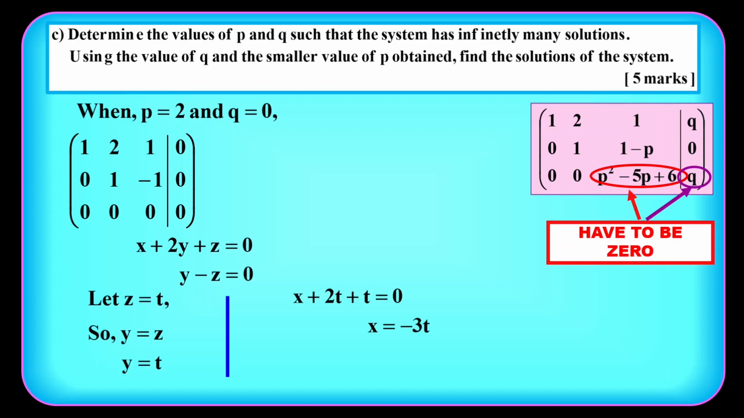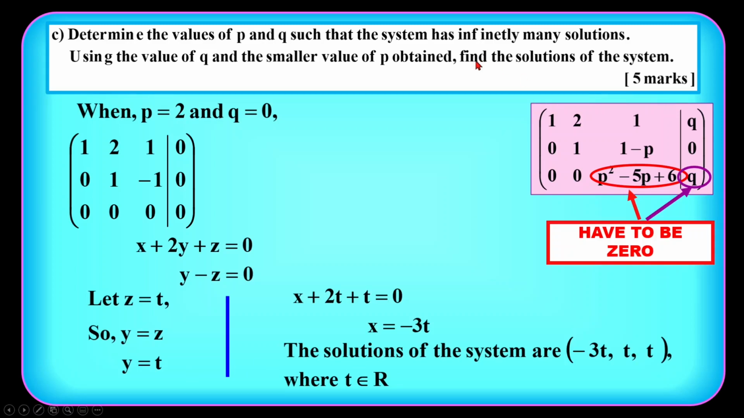Because the conclusion of the question will be 1 mark. So we will write the solution, because the question asks for it. The solution of the system is: x is negative 3t, y is t, and z is t, and t is all real numbers. Okay, so that wraps up the question, and that will be full marks.